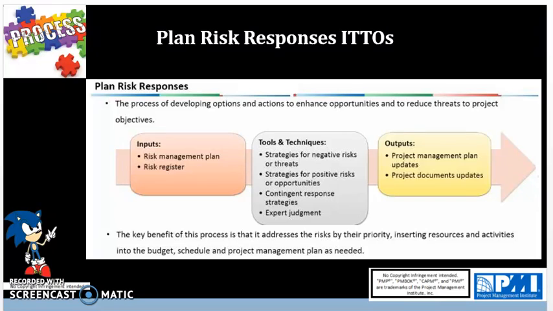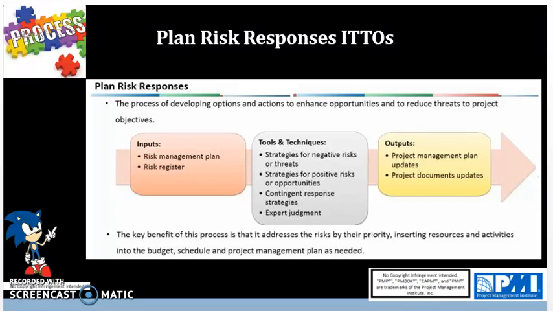Then you have the risk register, which is an output coming from the identify risk process, which has the identified risks, root cause of the risk, list of potential responses, risk owners, symptoms or warning signs, risk priority number of the risks, risks requiring responses in the near term, risks for additional analysis or response, and the watch list of low priority risks. Those all fall under the risk register.